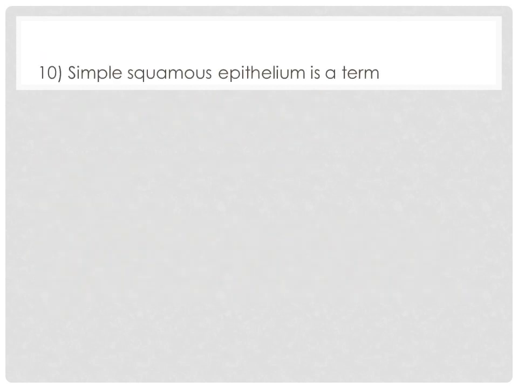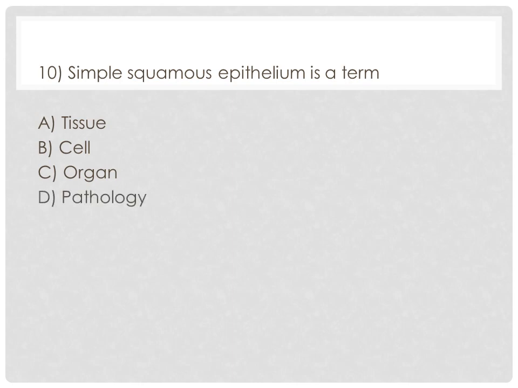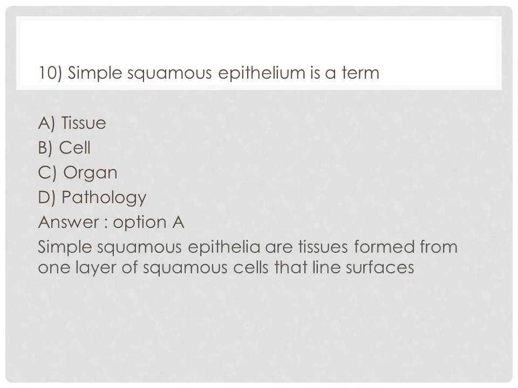A simple squamous epithelium is a term. The options are A. Tissue, B. Cell, C. Organ and D. Pathology. And the answer is a simple squamous epithelium is a tissue. Simple squamous epithelia are the tissues formed from one layer of squamous cells that lines the surfaces.